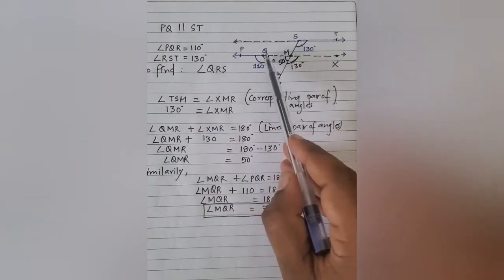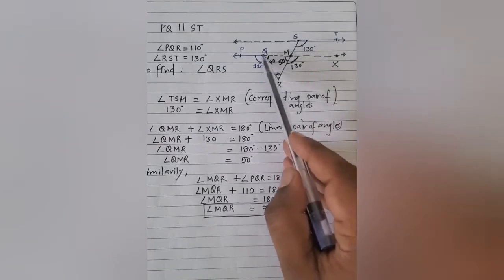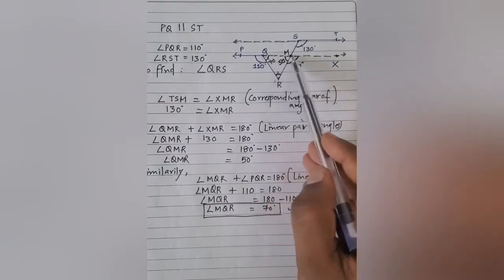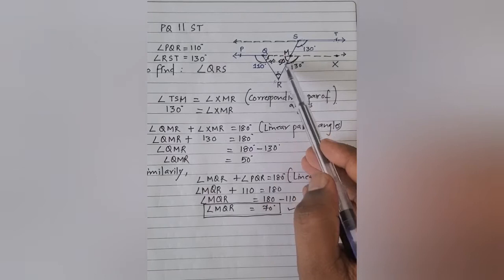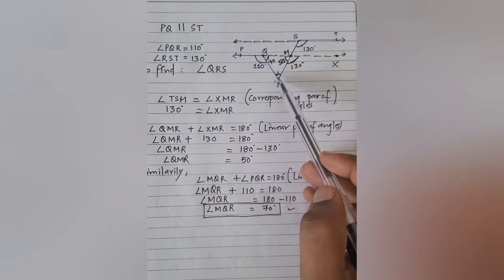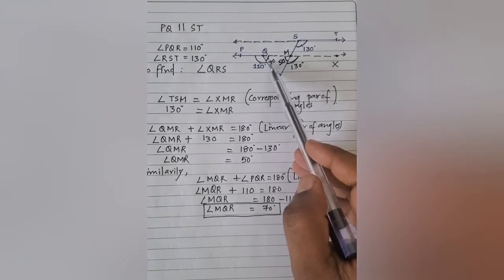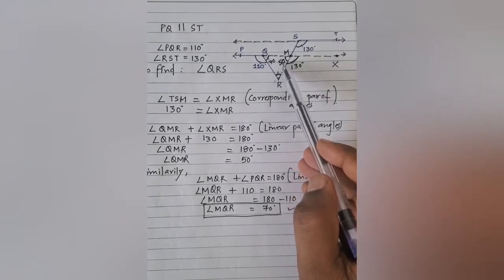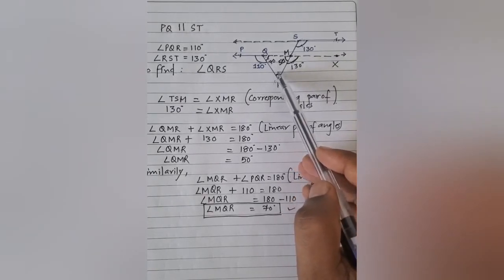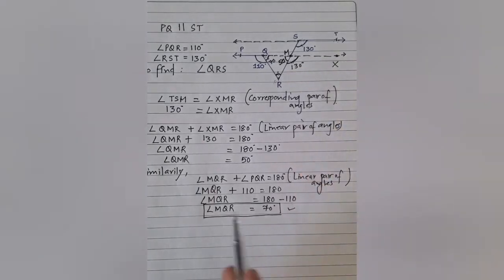If you could see, QMR forms a triangle, and the sum of all the three angles of a triangle has to be how much? Equal to 180 degree. So if this is 70, this is 50, this is the remaining part of 180. So how would I write that?